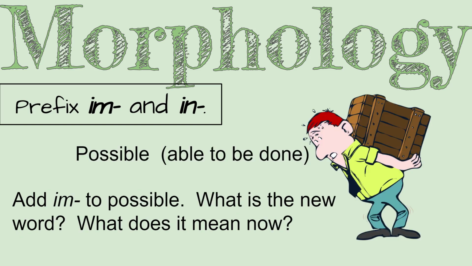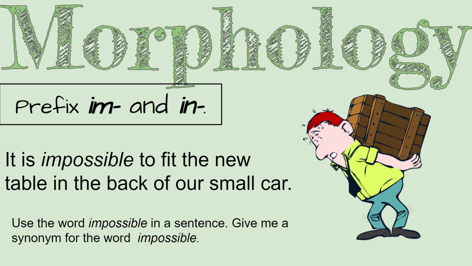Adding im or in does not change the part of speech of the word, but it does change its meaning. So adding im to possible, what is the new word and what does it mean now? So you're correct, it would be impossible, and it means that it's not likely to happen. So I could use the sentence, it is impossible to fit the new table in the back of the small car. We could also substitute the word impossible for it is not possible to fit the new table in the back of our small car.